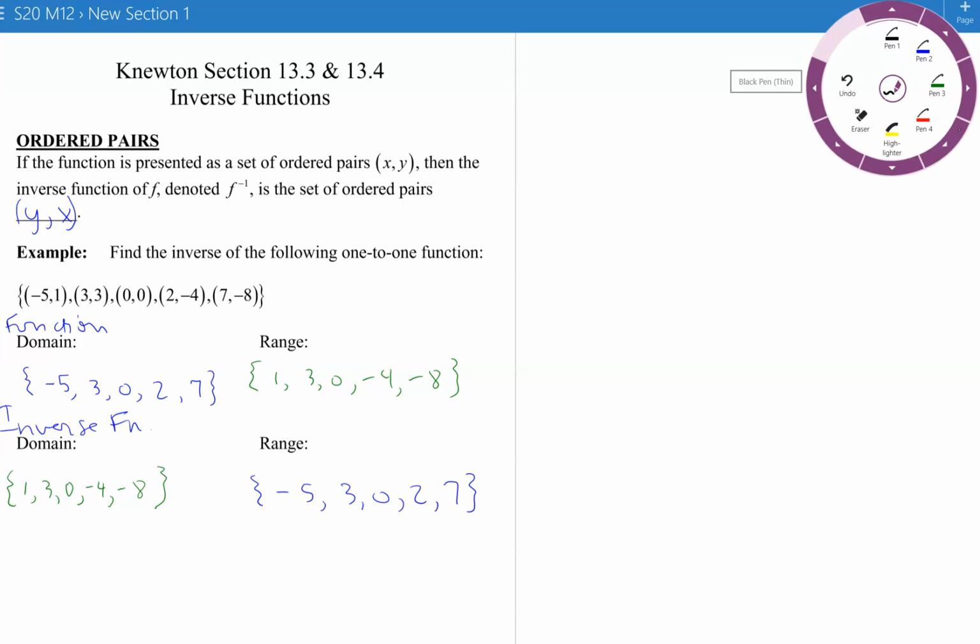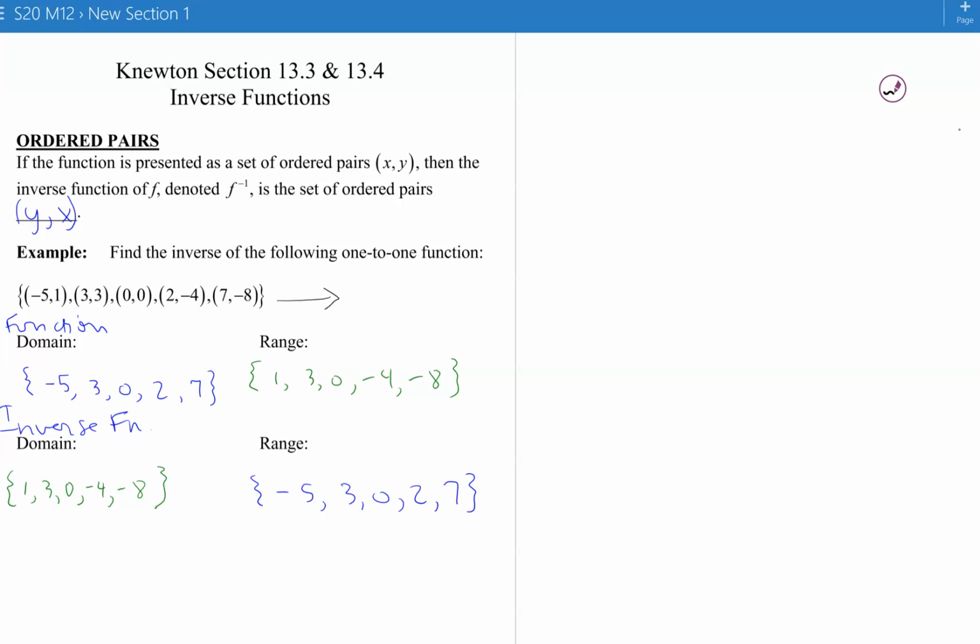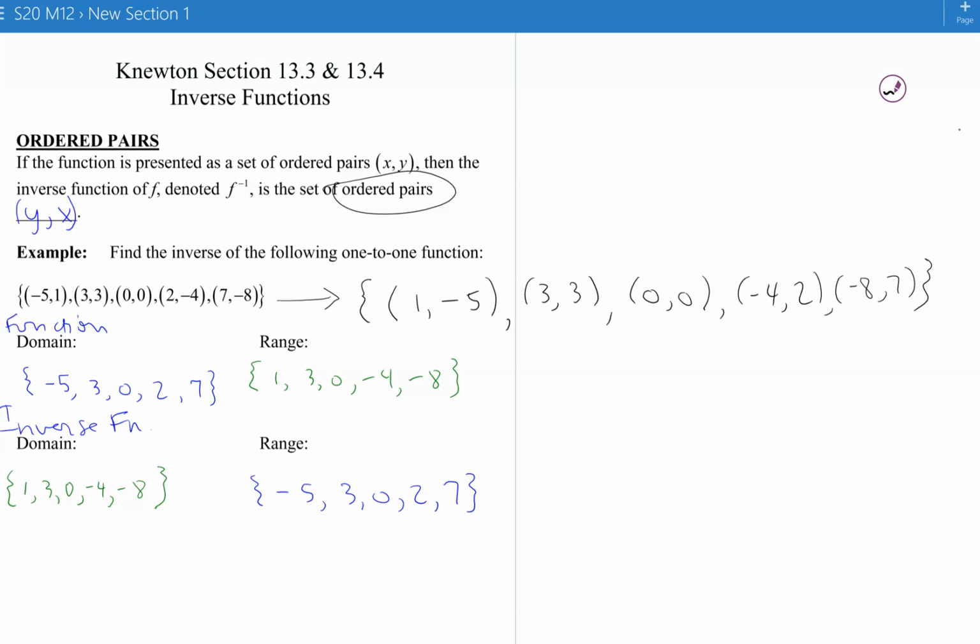So the answer to the question of what is the inverse of this function? It's these ordered pairs with their coordinates reversed. But do you see how that's not going to change anything for the ordered pair 0, 0? But then we'll have -4, 2 and -8, 7. And notice that I'm calling them ordered pairs because they aren't necessarily representing points on a graph. They could represent lots of different things. They're just a set of ordered pairs that we often do represent on a graph.